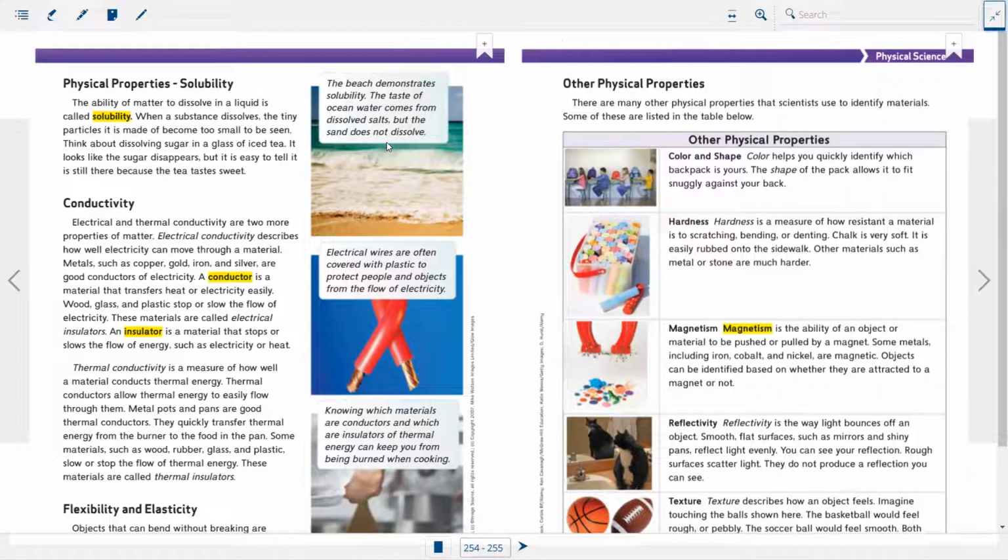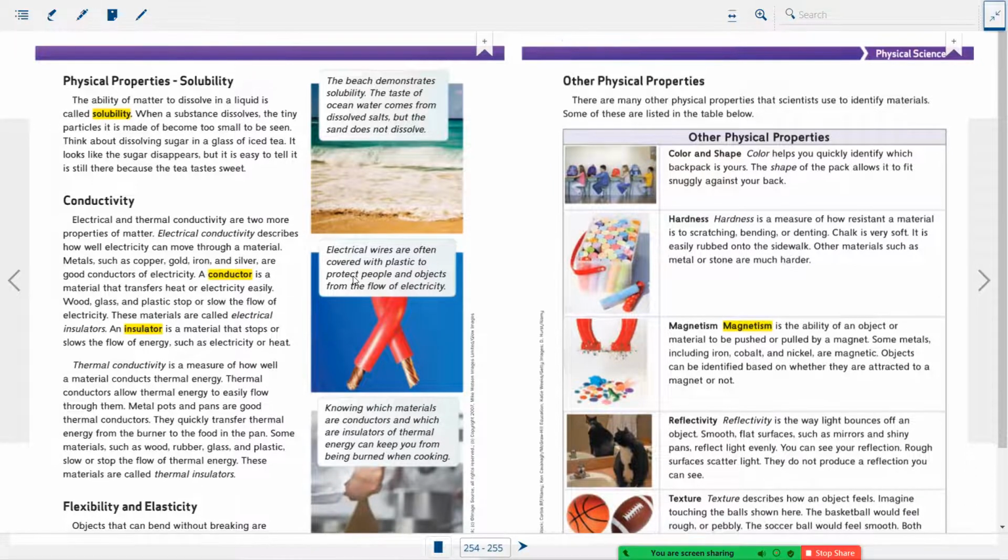So let's take a look at our pictures here. The beach demonstrates solubility. The taste of ocean water comes from dissolved salts, but the sand does not dissolve. So the salt is already mixed in and dissolved into the water. That's an example of solubility.